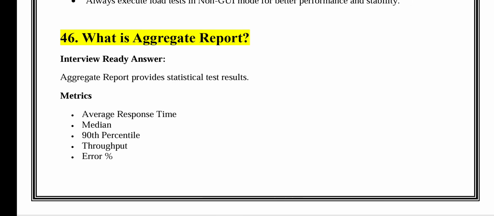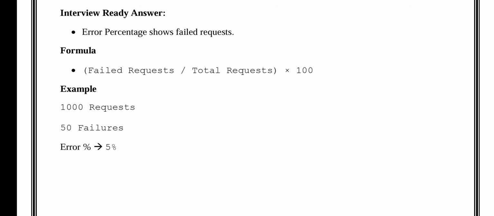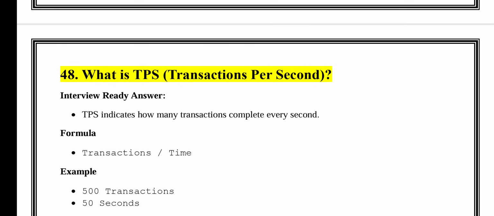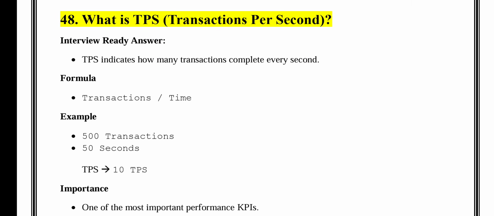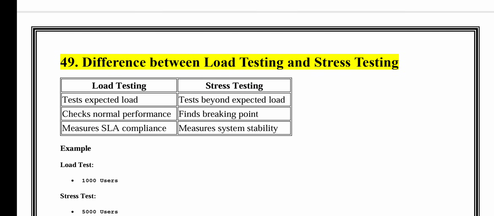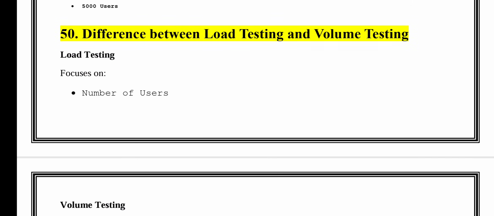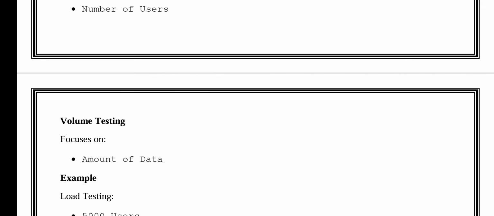What is an aggregate report? What is error percentage? What is TPS, transaction per second? Difference between load testing and stress testing. Difference between load testing and volume testing.